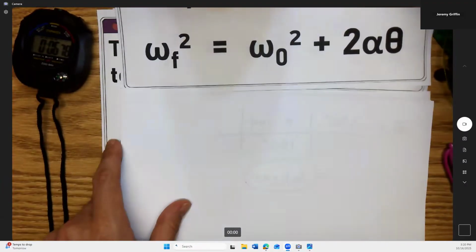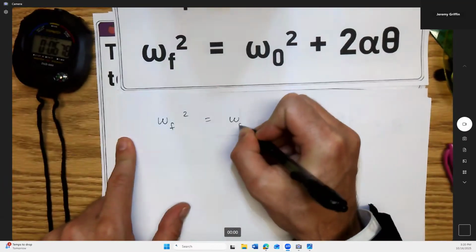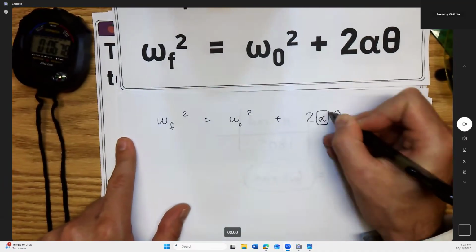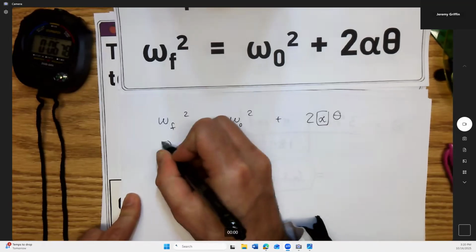So let's get this up. Okay, so we're playing off that. Start with omega final squared equals omega initial squared plus 2 alpha theta. And our goal right now is to solve for alpha. So I'm just going to put in 0 radians per second.